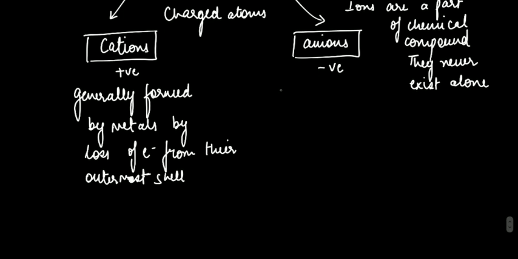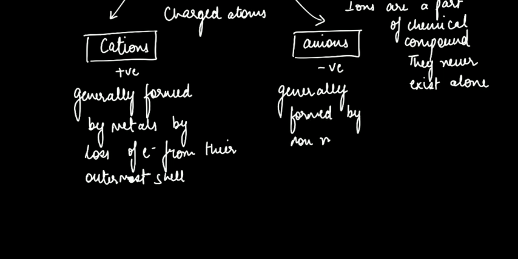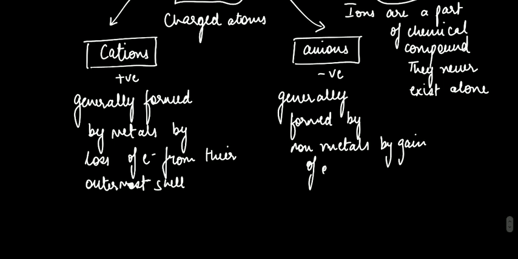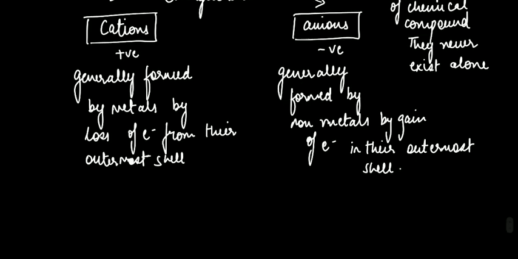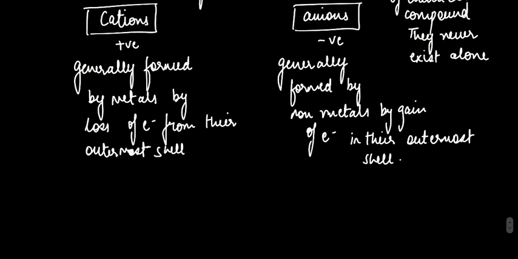For anions we can write, generally formed by nonmetals, by gain of electrons in their outermost shell. The exception over here is again going to be hydrogen for cations, as I've discussed in the previous classes also.